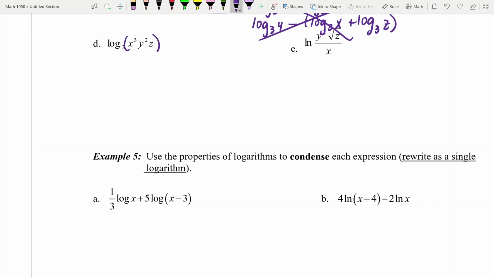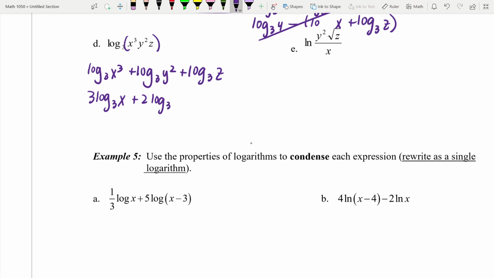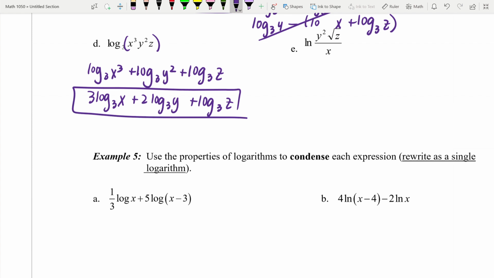Okay, question D, put parentheses around the x, y, and z. Everybody in the room tell me, how many times will I write the word log? 3 times. One for the x, one for the y, one for the z. So we have log base 3 of x to the 3rd plus log base 3 of y to the 2nd plus log base 3 of z. If this is an all or nothing question and you're done, you just got nothing. Why? Exponents, right? So you have 3 times log base 3 of x plus 2 times log base 3 of y plus log base 3 of z. There's your answer, and you're done.